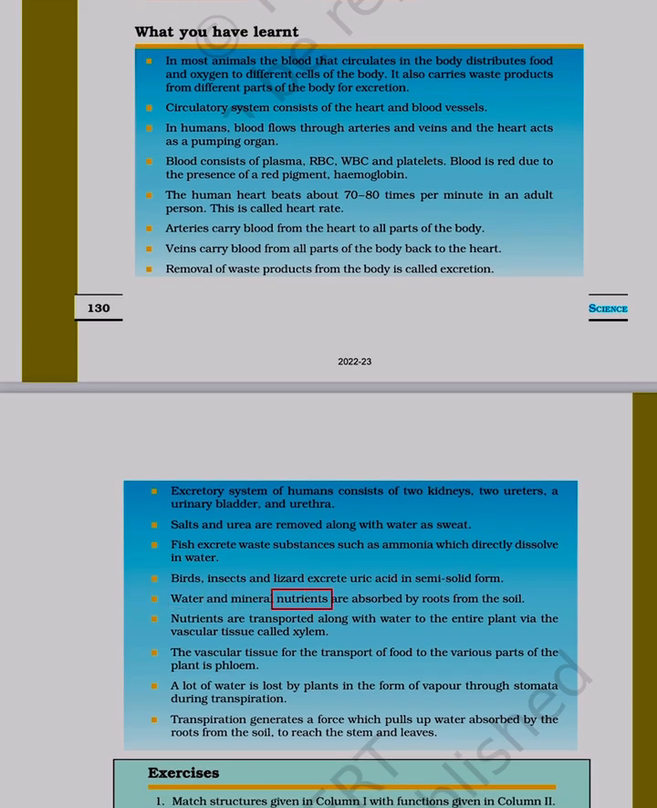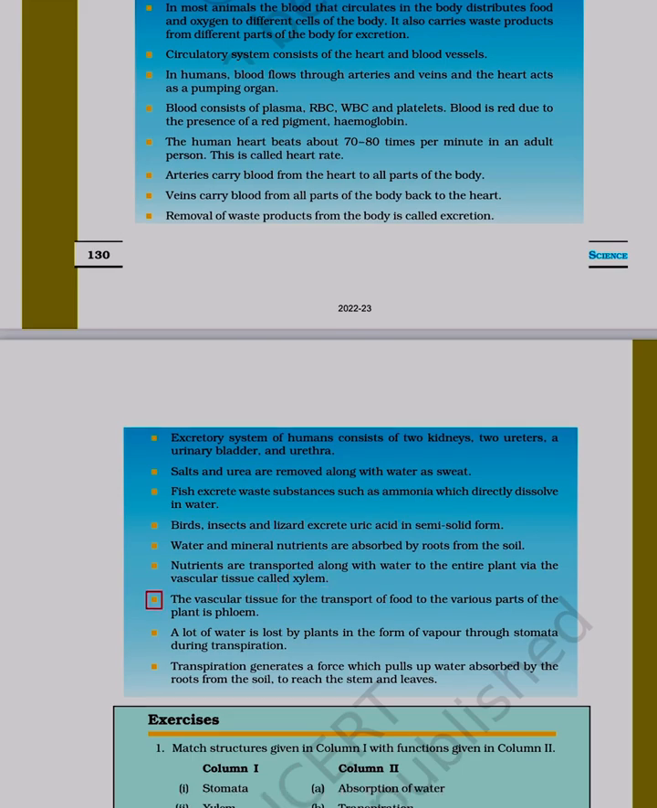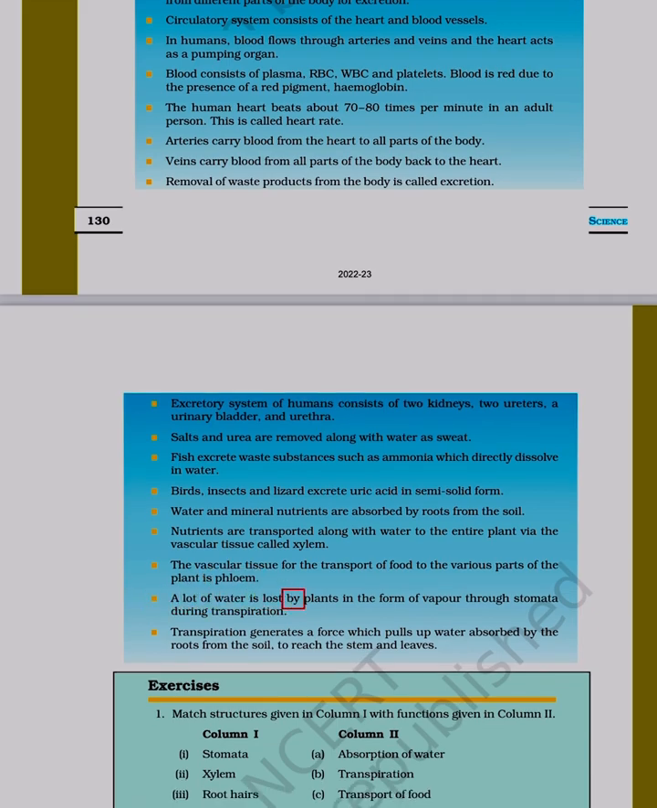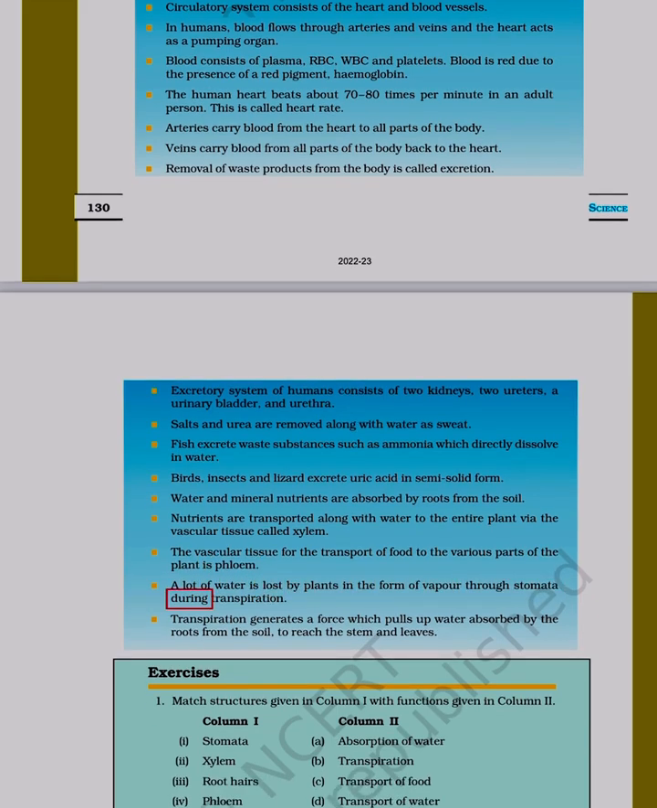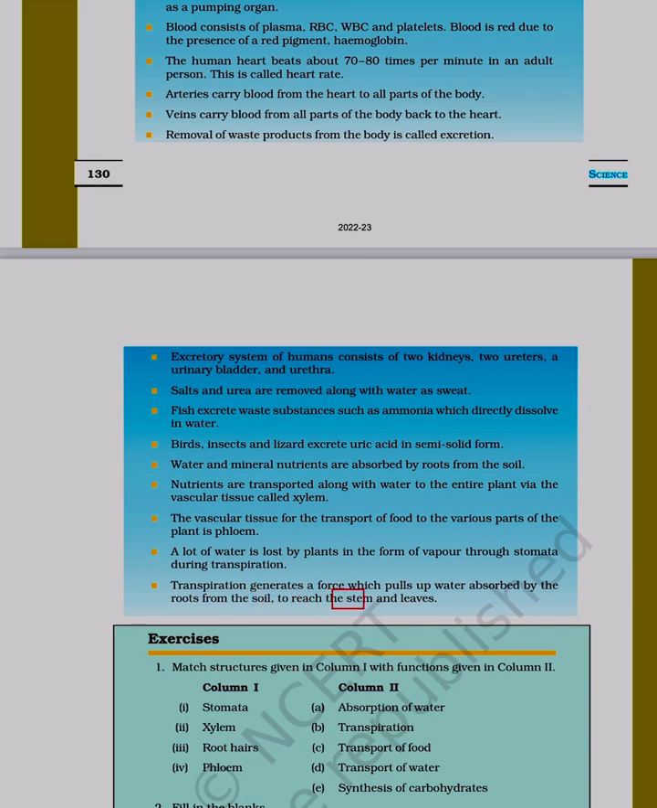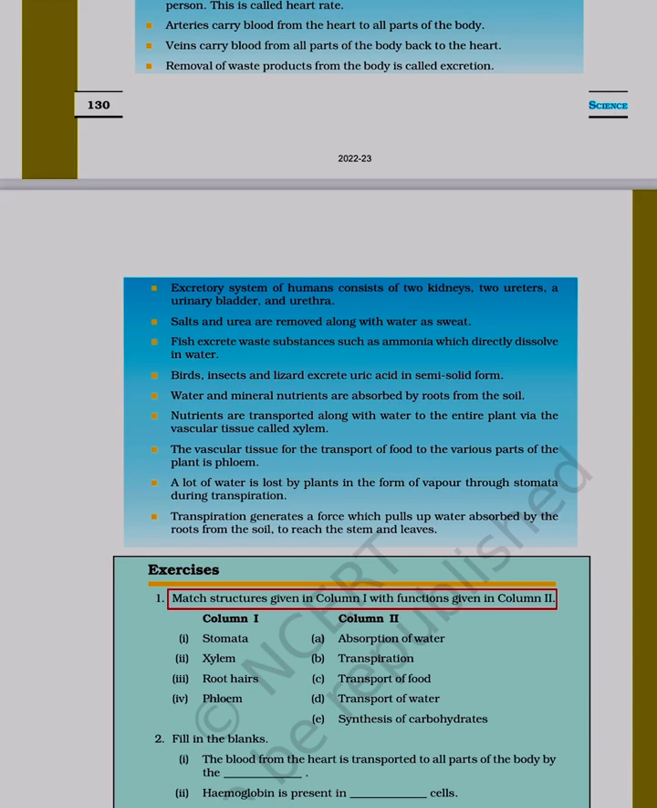Water and mineral nutrients are absorbed by roots from the soil. Nutrients are transported along with water to the entire plant via the vascular tissue called xylem. The vascular tissue for the transport of food to the various parts of the plant is phloem. A lot of water is lost by plants in the form of vapor through stomata during transpiration. Transpiration generates a force which pulls up water absorbed by the roots from the soil to reach the stem and leaves.